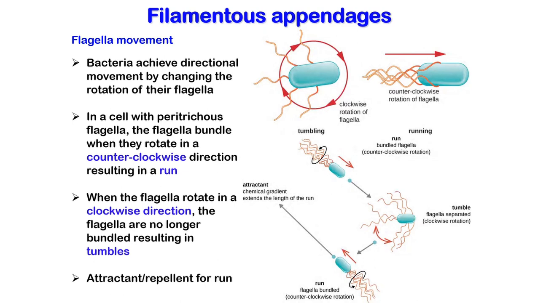But when the flagella rotate clockwise, this causes the bundle of flagella to disassemble and the bacteria tumble randomly in no particular direction. So when no chemical gradient exists, the lengths of runs and tumbles are equal and the overall movement is random. So there's no overall directional movement. However, when there's a chemical gradient of an attractant, the length of runs extends while the length of tumbles decreases.